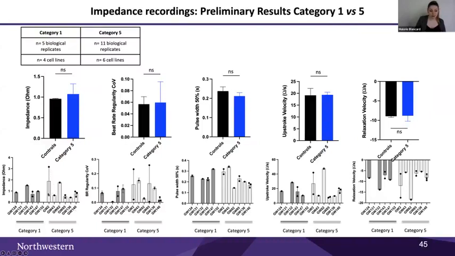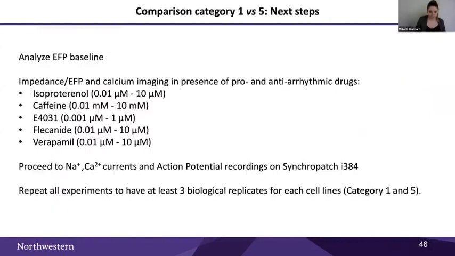For example, this one is the same patient with 2 biological replicates, and we have pretty strong variability, and that's why so far we don't see anything. So definitely I have to do more replicates. So what's the next step for my project? I've shown you the Flexcyte impedance results, but I haven't analyzed the EFP part at baseline. That's what I'm doing right now.